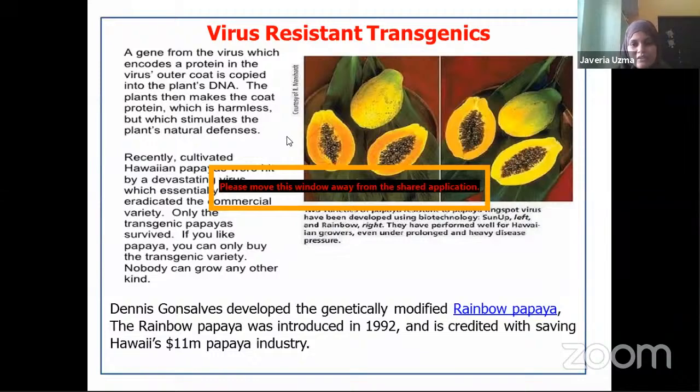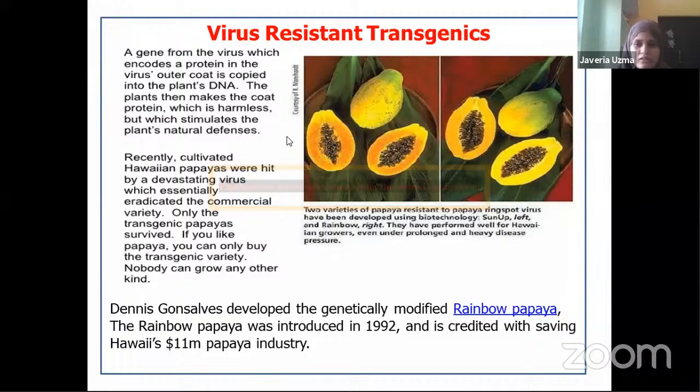When the immune response is stimulated, that will stay as memory in the papaya plant. This memory will be activated again when the actual virus comes and attacks. So whenever there is any viral attack, this memory will be stimulated in the plant and it will kill that virus. This is the virus resistant papaya created. Now, this is the rainbow papaya, which was genetically modified by Dennis Gonzalez.